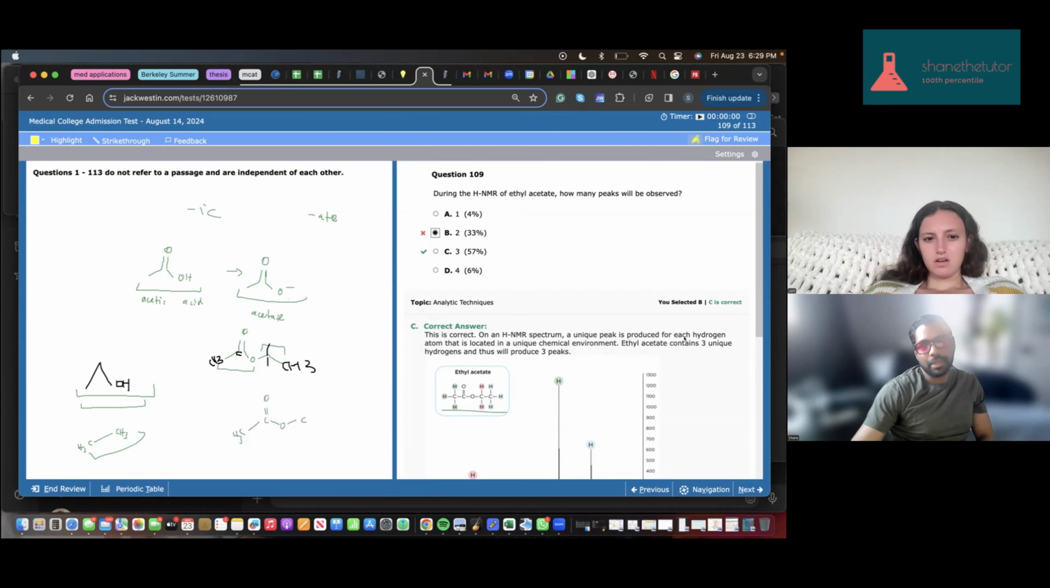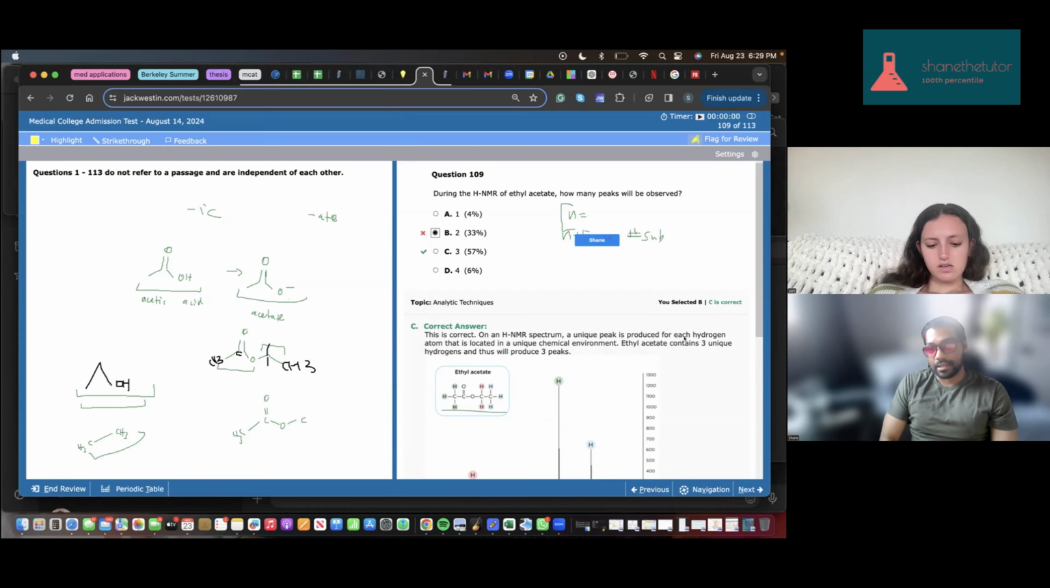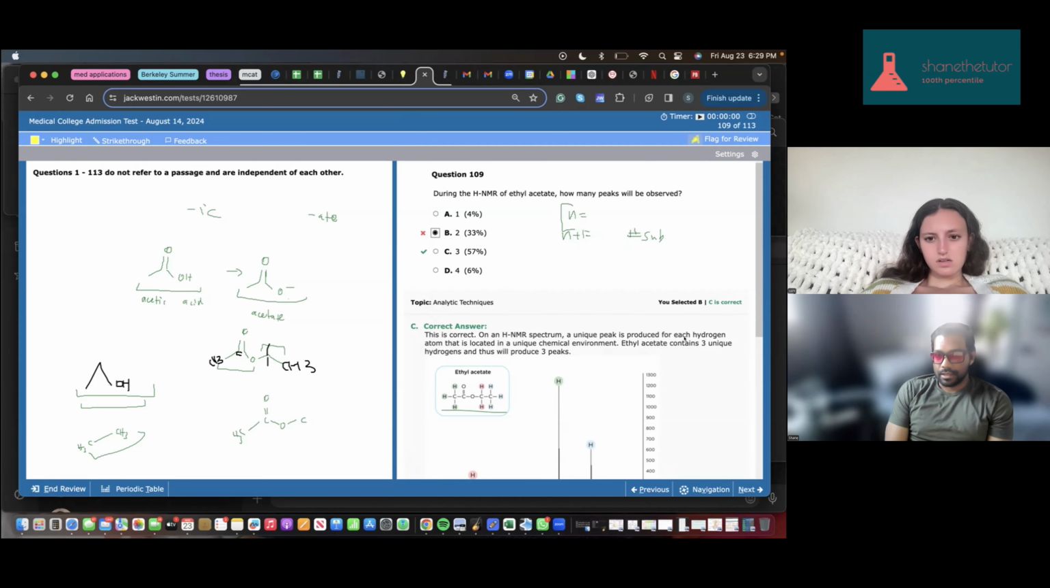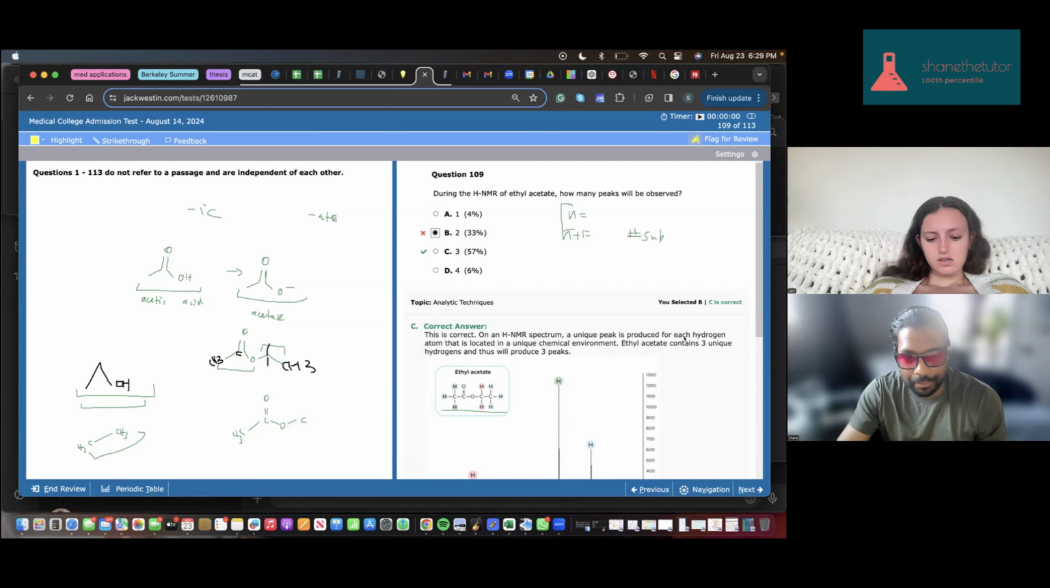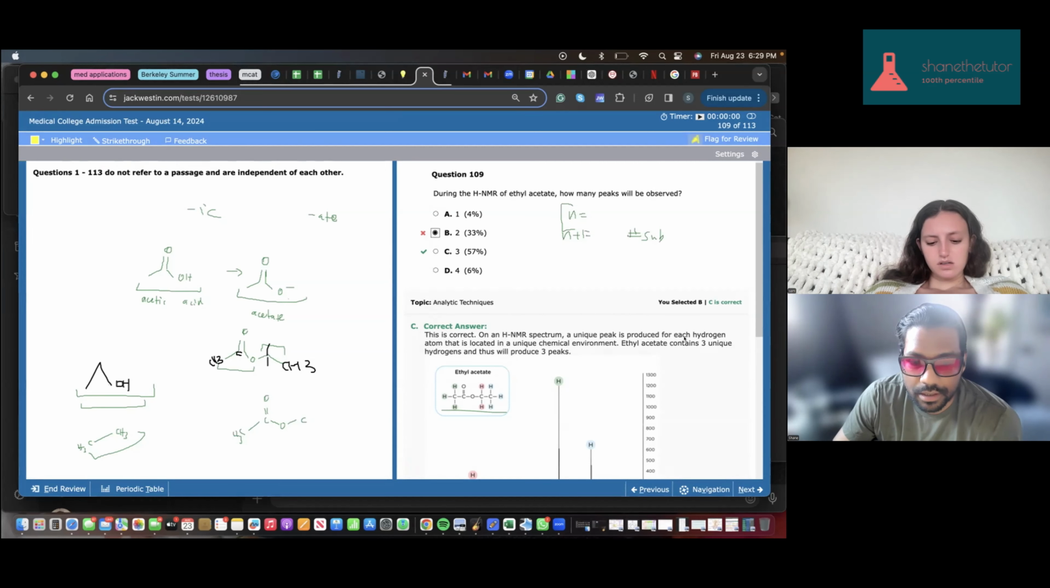Oh yeah. That can be a little confusing. So n will be the number of neighboring non-equivalent hydrogens. N+1 is going to be the number of sub-peaks. So the n doesn't really represent the number of peaks, which could be a little ambiguous there. Okay, I understand. So anything that has hydrogens is a peak?